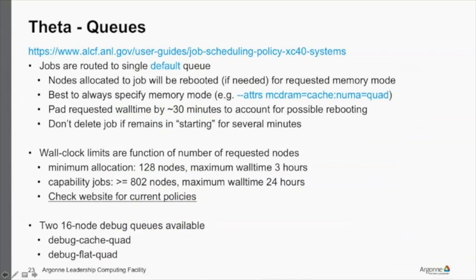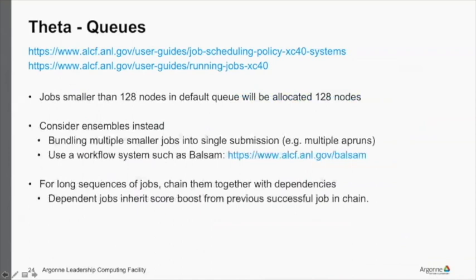For small-scale development and testing, there are a couple of 16-node debug queues, and these are preset into the cache quad and the flat quad memory modes. So if you're doing testing in one of those two modes on a small number of nodes, you can set dash Q to one of the debug queues for improved turnaround time. Again, there's much more information on the scheduling policy and running jobs on those websites. I've already repeated myself a couple of times on the 128 nodes, but if there are any questions about that, please do ask.